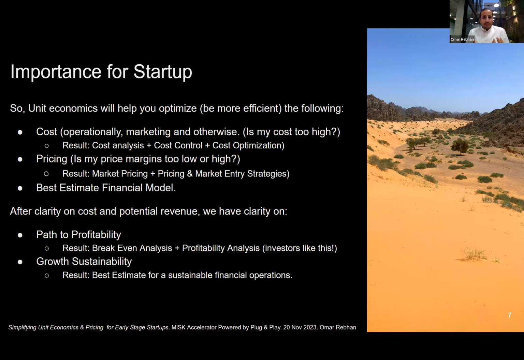So you would end up with sustainable financial operations. Sustainable means that it could actually expand without burning all of the cash that I got, all of the employees, my product, whatever it is. So path to profitability and growth to sustainability is the true result of doing a really good close-up and a deep dive on unit economics, right?